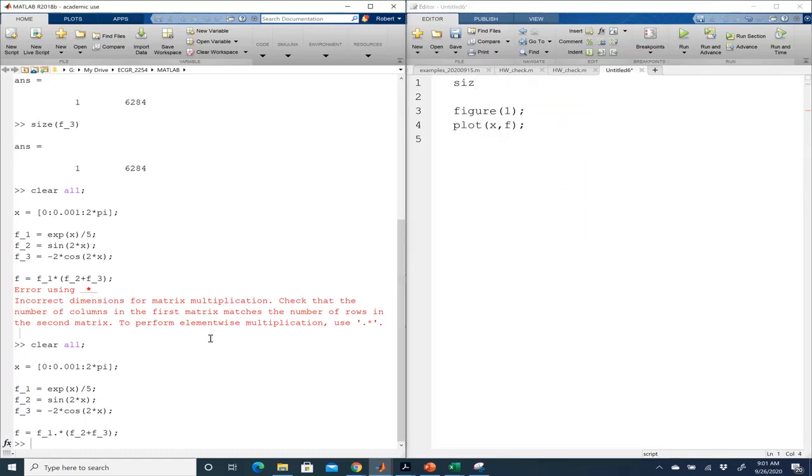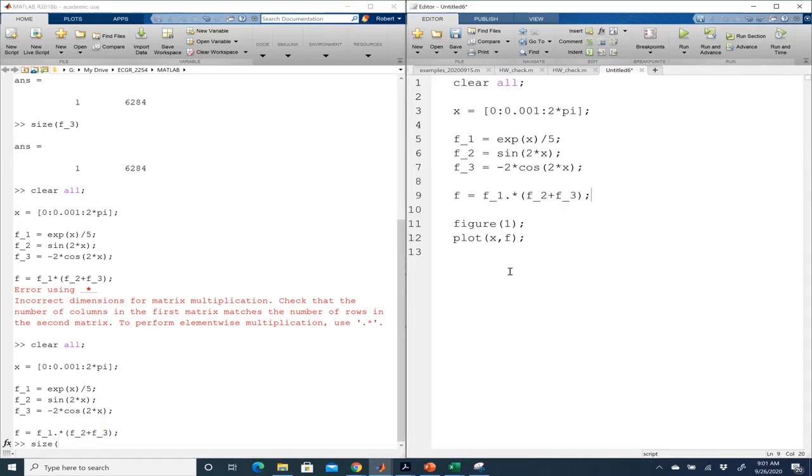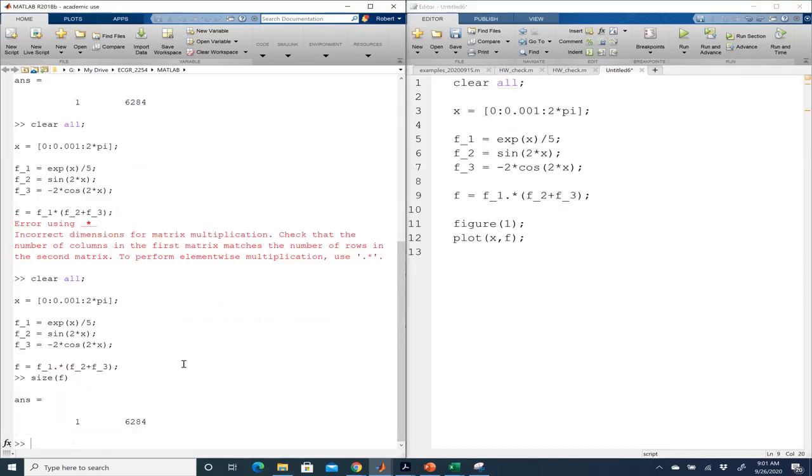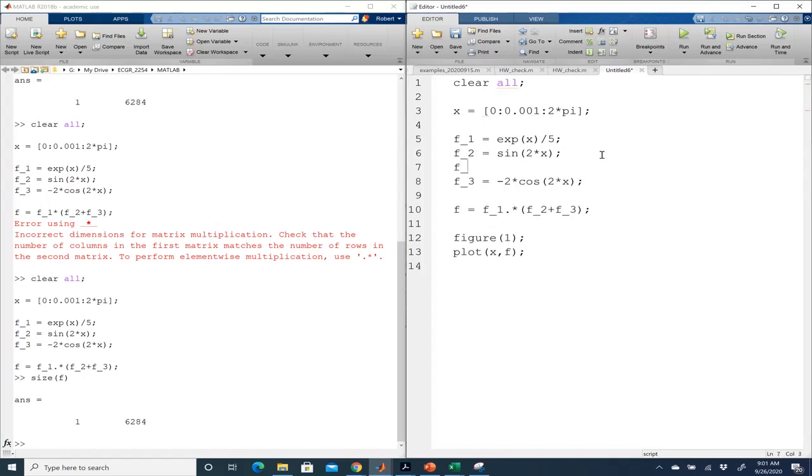To check if it came out the way I wanted, let's look at the size of f. Now, f has the same size. Let's say, for the sake of argument, that maybe you had defined one of these improperly, and it was a row or a column vector. So let's say I used this little operator here, which I talked about before, that turns a row vector into a column vector.